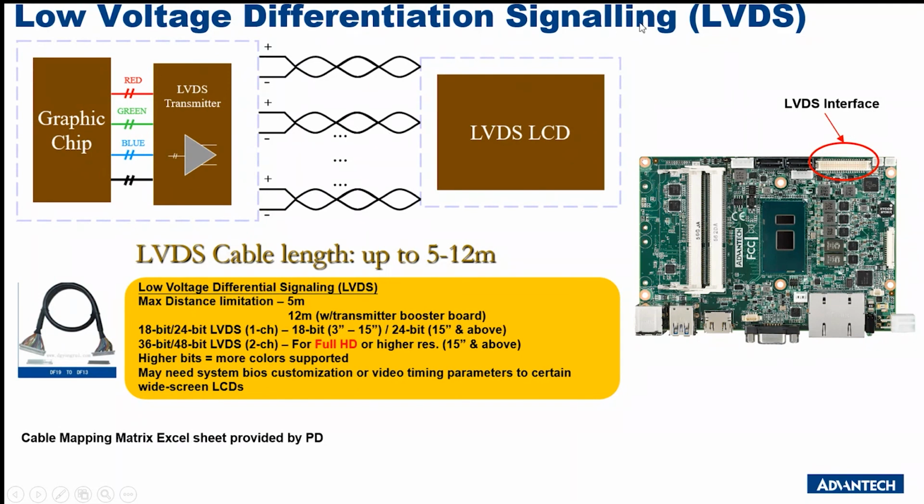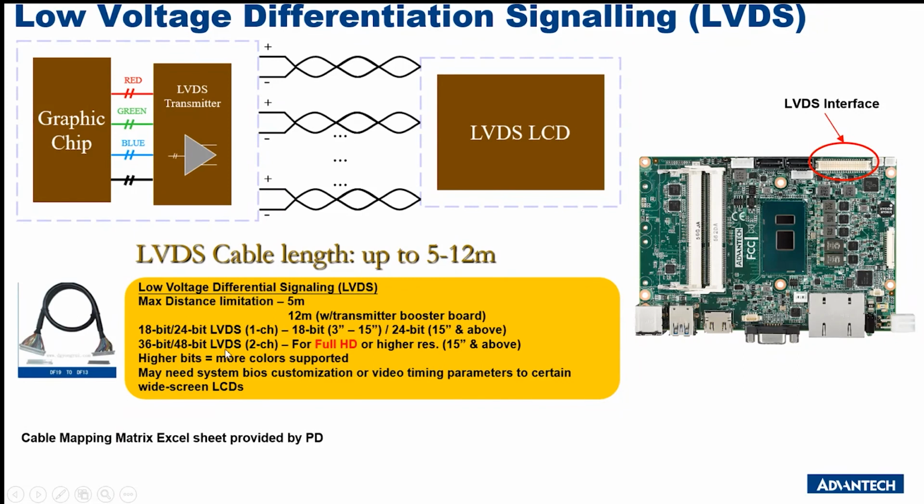LVDS is low voltage differential signaling. The LVDS cable cannot be too long. Mostly it is around 5 meters to 12 meters, but the maximum recommended is 5 meters, because at 12 meters it needs a transmitter to support it. And then you can see the cable is customized. It depends which one we choose, 18-bit or 24-bit LVDS, or 36-bit or 48-bit LVDS, two channel.